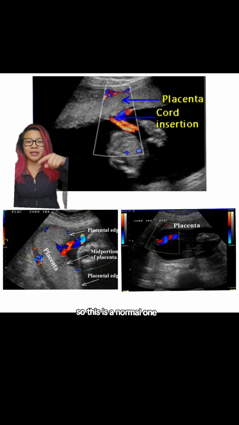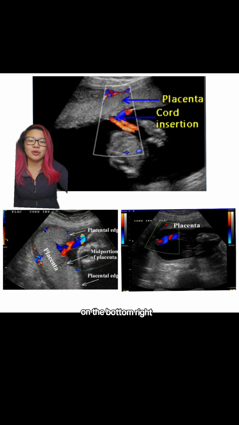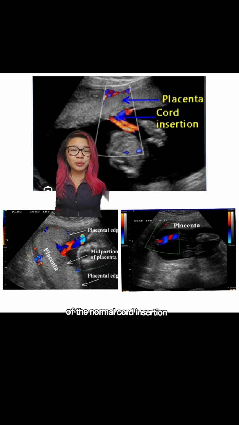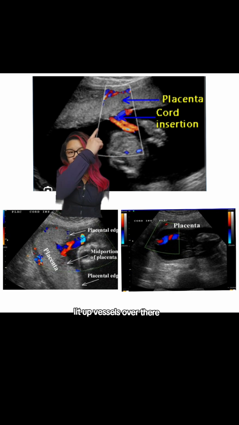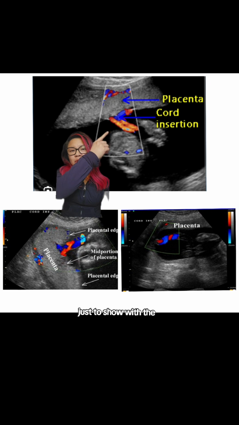So this is a normal one, and the one over there on the bottom right is going to be the velamentous cord insertion. In this picture of the normal cord insertion, we can see that this is baby, and then the lit up vessels over there. We are putting color Doppler on the cord here just to show the vessels have blood flow in them.